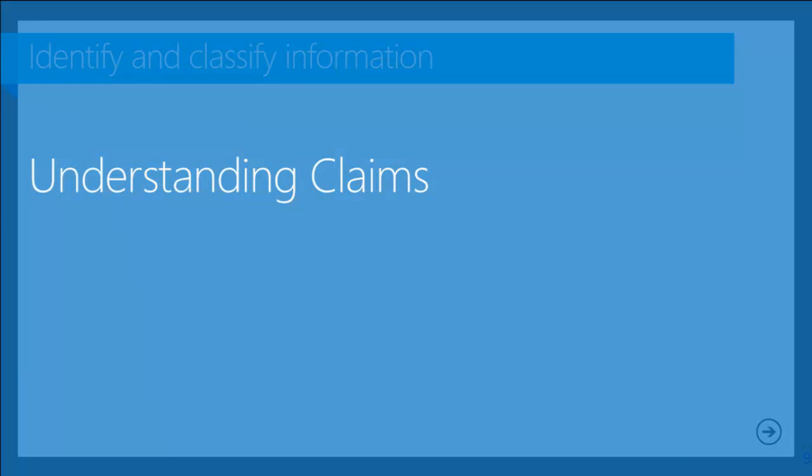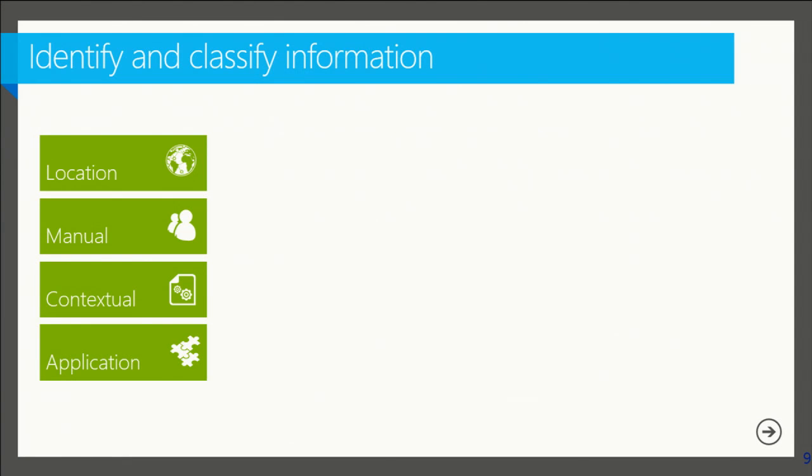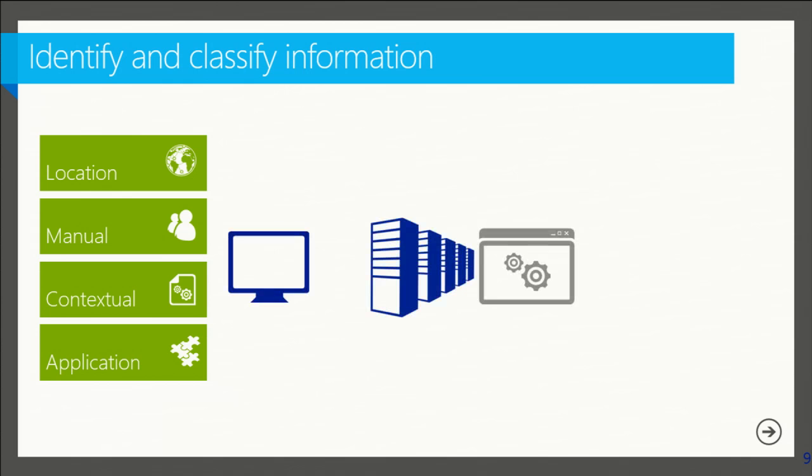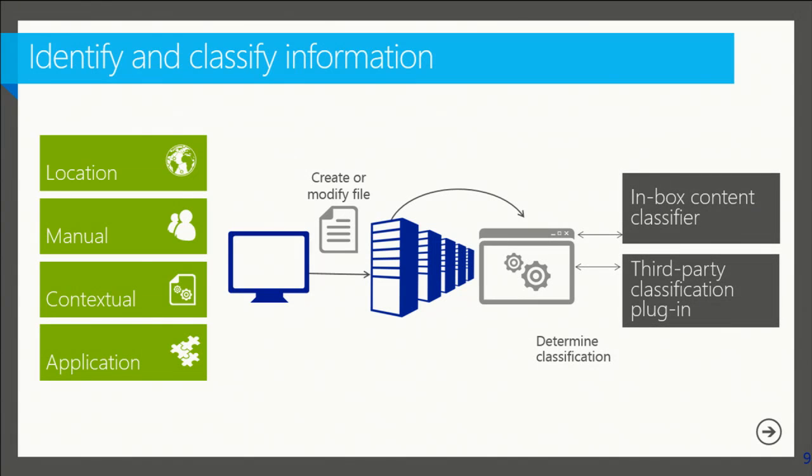So let's take a little look at claims and what we mean by claims. When you think about the data and you think about where people are, you've got locations, you've got the context, and you've got applications coming through. Just going to let this build out. As you create content, as you edit it, as you're making changes, you need to be able to classify the document as that changes.